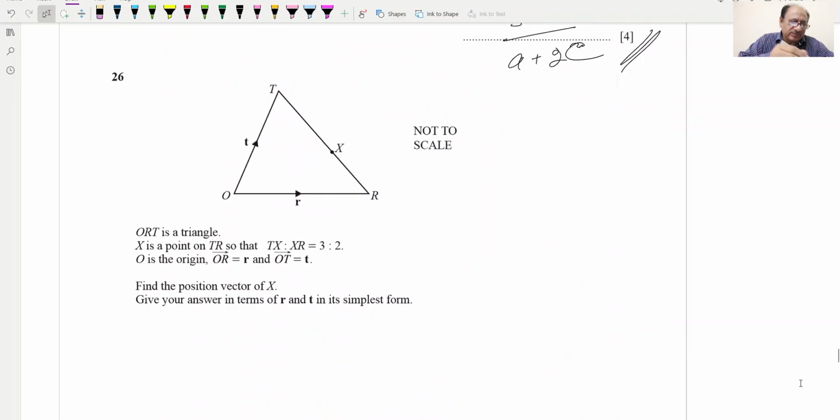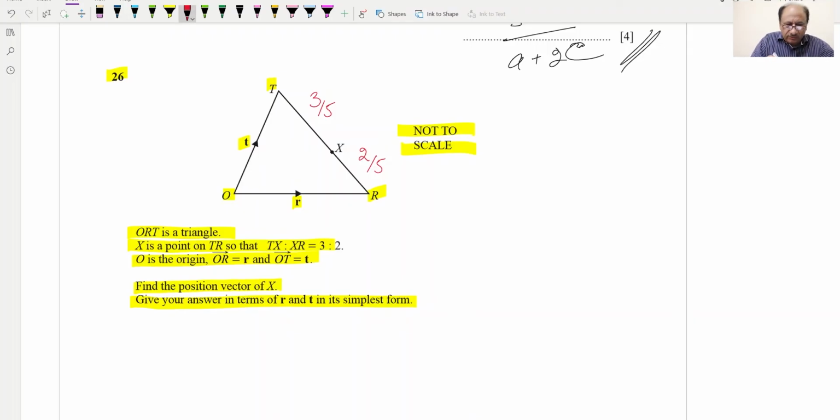Now question number 26. Question 26 says diagram is not to scale. ORT is a triangle. X is the point on TR so that TX to XR is 3:2. So TX is 3 and this is 2, so the total is divided into 5 portions, so this is 3 by 5 and 2 by 5. Now O is the origin, OR is equal to R and OT is equal to T. Find the position vector of X. Give your answer in terms of R and T in the simplest form.